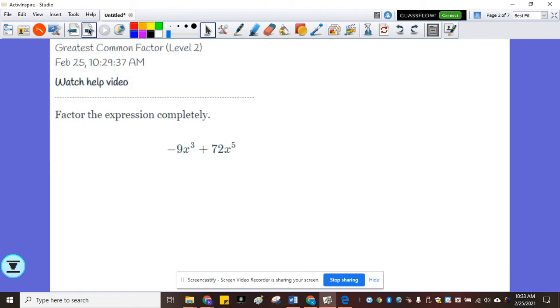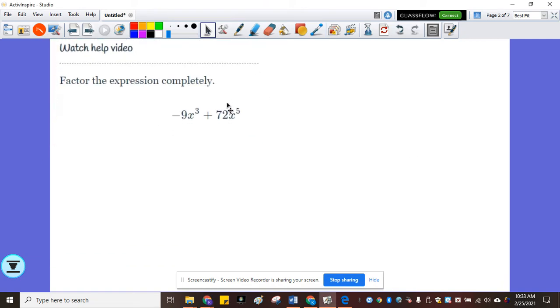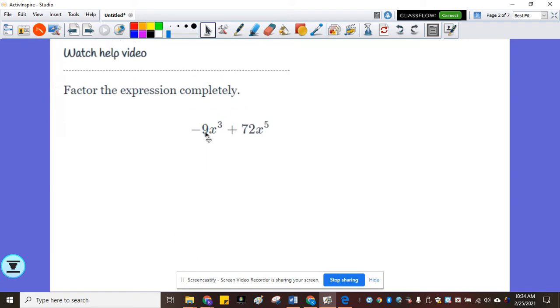But the first one we're going to do is the greatest common factor. So this is greatest common factor. I want you to find the greatest common factor between 9x cubed and 72x to the 5th. So 5 questions. Let's write them down and work them out. All right, write down. Work it out.